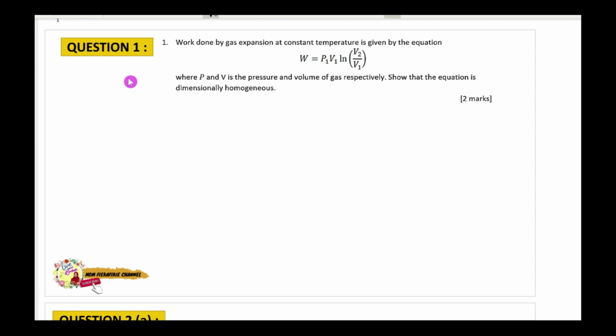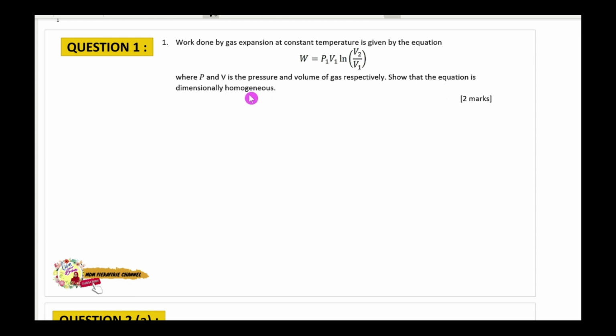Alright, so question number 1. So this is about dimensional analysis. So let's read the question first. Work done by gas expansion at constant temperature is given by the equation below. Alright, where P and V is the pressure and volume of gas respectively. Show that the equation is dimensionally homogeneous.